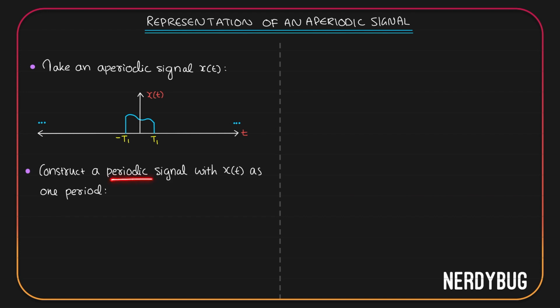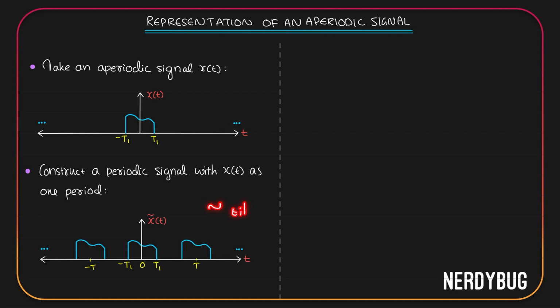Now, we will construct a periodic signal with x(t) as one of its periods. So, on a graph, it will look like this. Since this is the periodic version of the function x(t), we will call it x tilde of t. This symbol is pronounced as tilde. Now, since x tilde of t is periodic, we can use Fourier series representation to represent it.